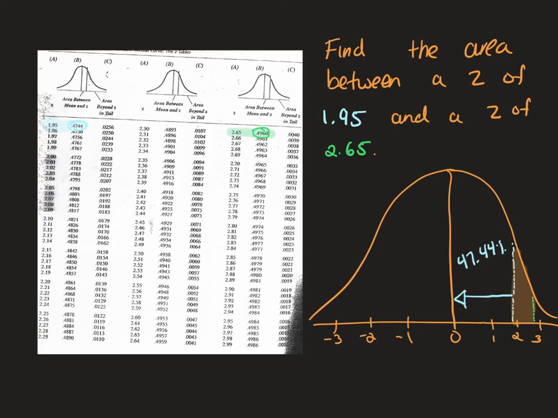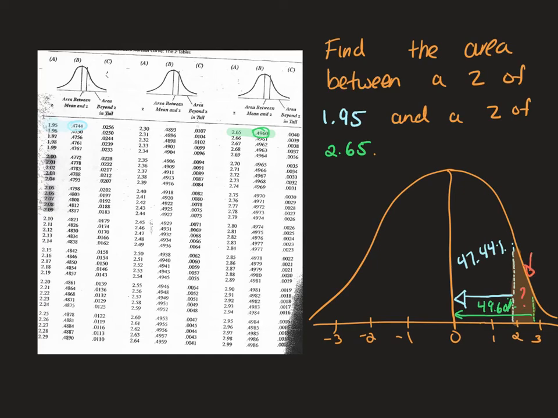The area from a z of 2.65 to the mean is 49.60%. So that means I know everything from that line all the way to the mean corresponds to 49.60%. But I don't want to know that whole segment. I want to know just this segment between the two lines. So pause here and see if you can figure out how to find that mystery area.